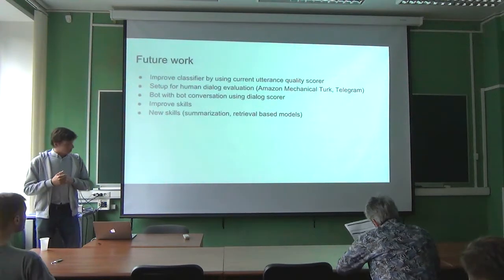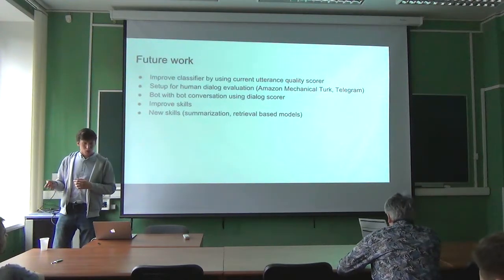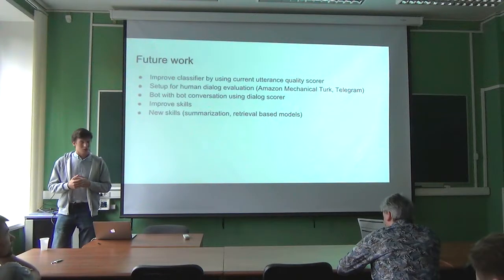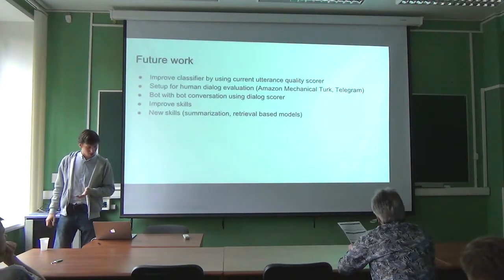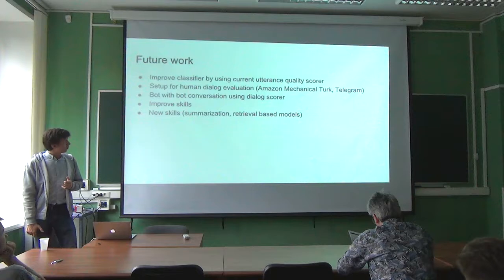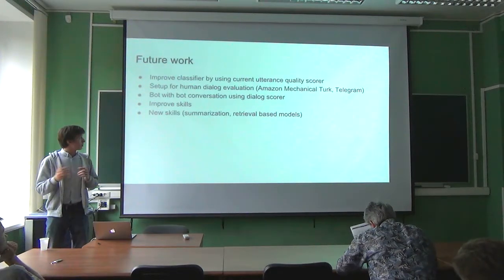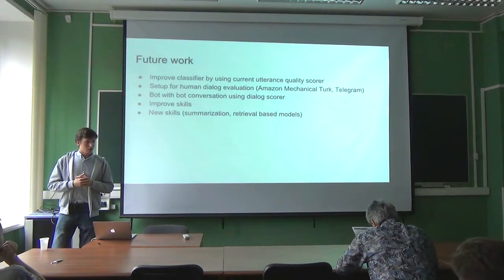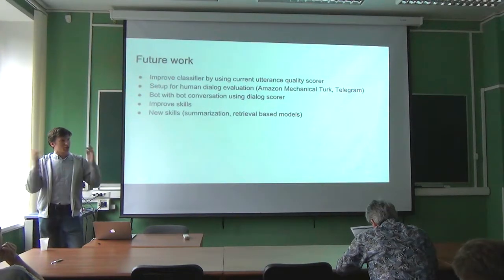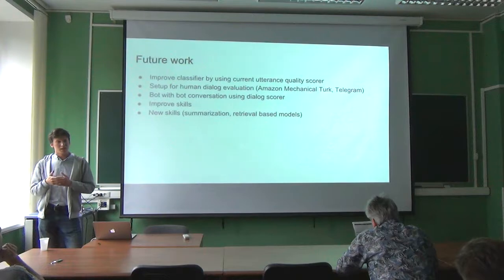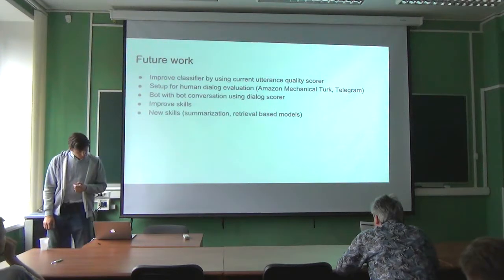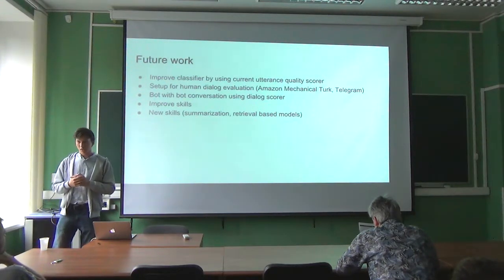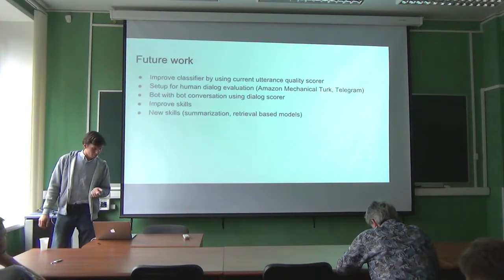First of all, we're planning to improve the classifier by using the current utterance quality scorer. We're planning to collect more data by building a setup for human dialog evaluation. We're planning to realize bot-with-bot conversation using the dialog scorer. We're planning to improve the classifier and current utterance scorer by using a frozen overall dialog scorer. It is like when AlphaGo plays with itself. Maybe it will improve the classifier too. Also, of course, we are planning to improve skills and add new skills, such as summarization and table-based models.